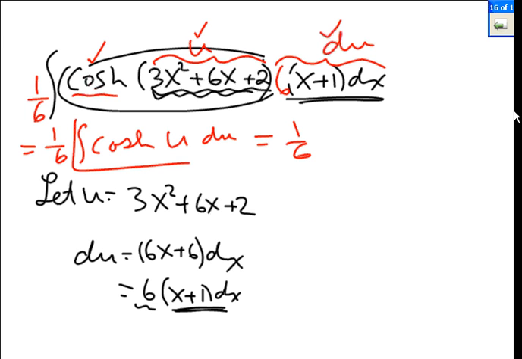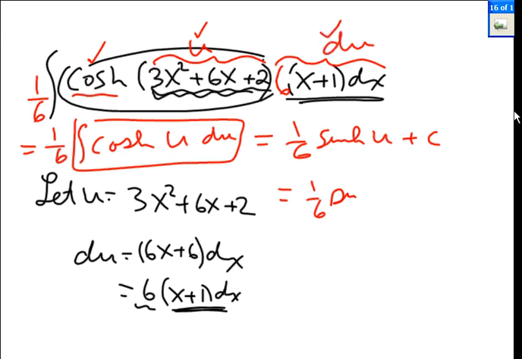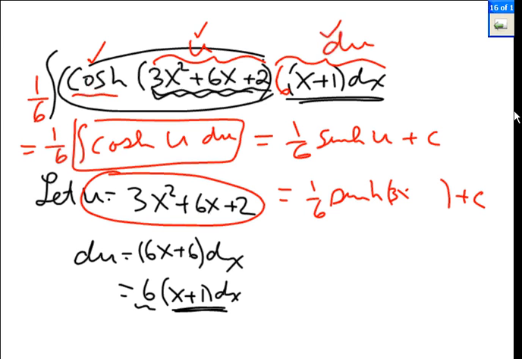But I know what that integral is. It's the sinh of u plus a constant. And all I have to do is type in what u is. And no random guessing. U equals 3x squared plus 6x plus 2. There's your complete answer.